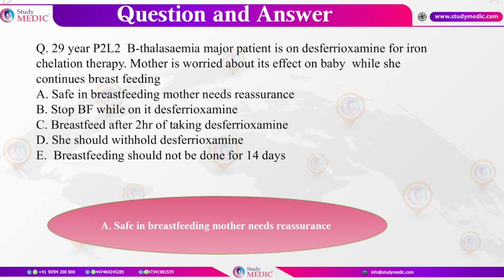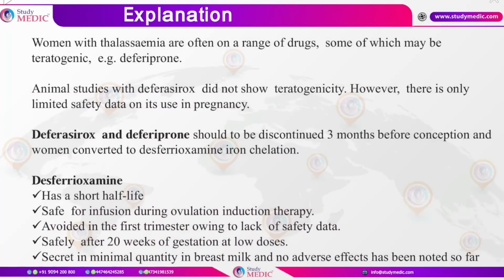The answer is yes, it is safe in a breastfeeding mother, she only requires the assurance. Women with thalassemia are often on a range of drugs, some of which may be teratogenic, that might have a harmful effect on the baby. Animal studies with desferrioxamine did not show any teratogenicity. However, there is only limited safety data on its use in pregnancy.